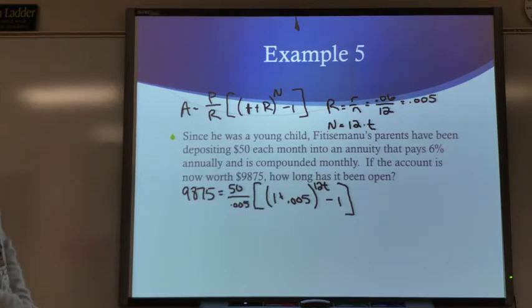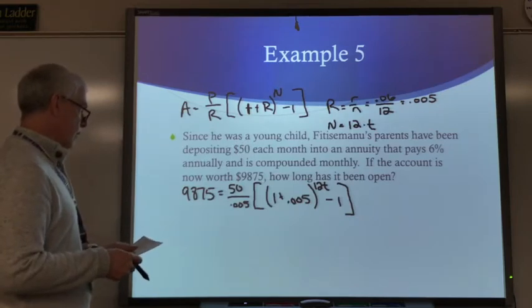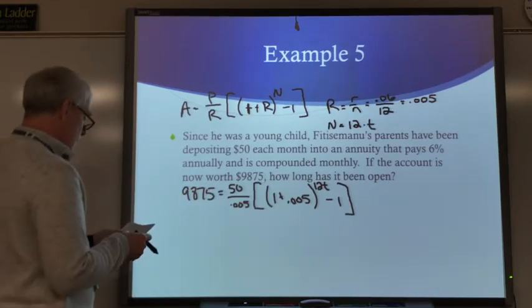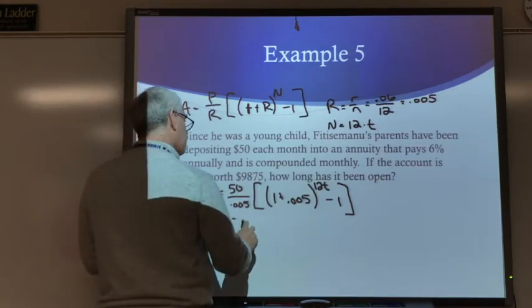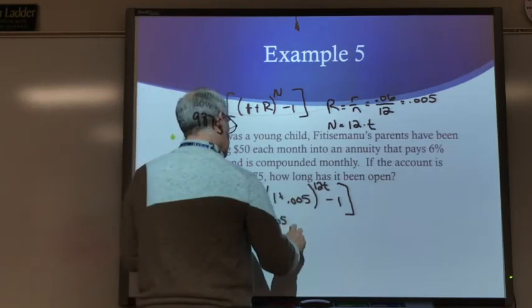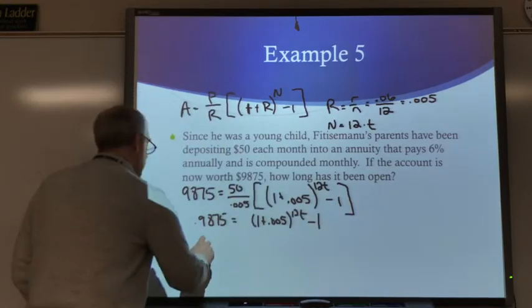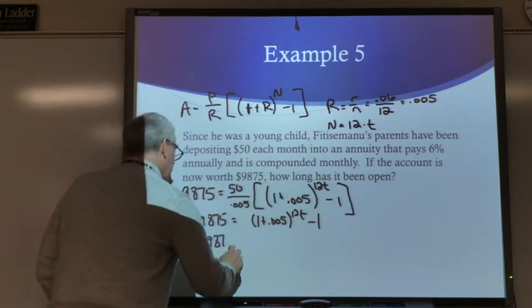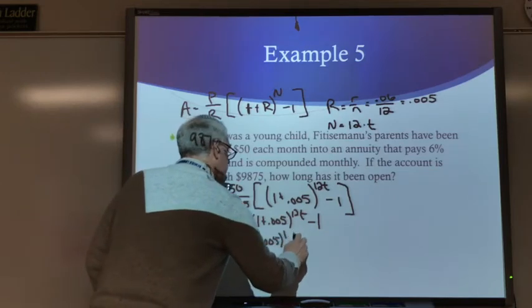So my job is to isolate that exponential so that I can use some logarithms and solve here. Okay, so the very first thing I'm going to do is take 50 divided by 0.005 and then divide it into the 98.75. Okay, and I get 0.9875 on this side. And then on this side, I'm left with the 1 plus 0.005 to the 12t minus 1. Well, of course, I'm going to add 1 then. So now I have 1.9875 equals 1 plus 0.005 to the 12t.